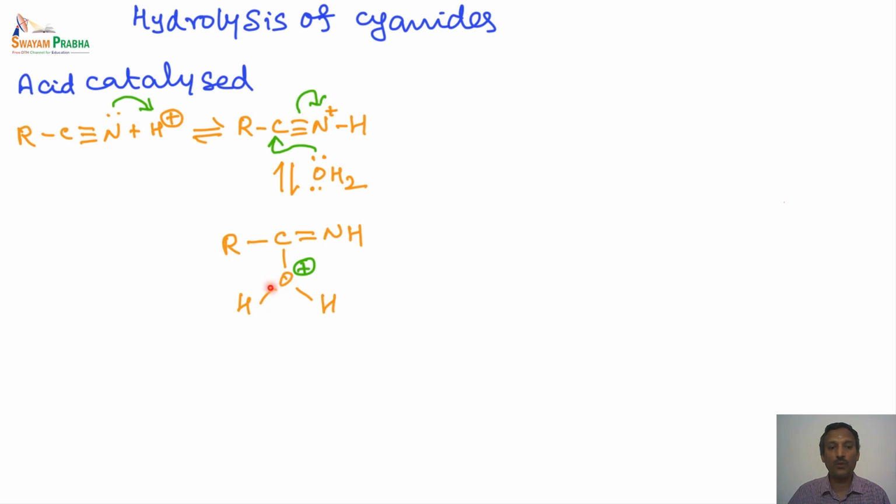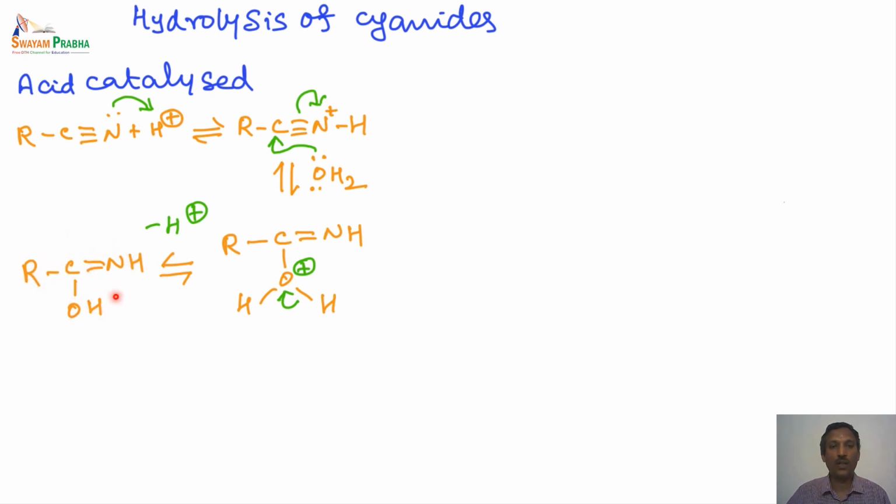And in this intermediate, the oxygen has a positive charge. Oxygen cannot have a positive charge, so this hydrogen is lost as a proton and the bonded electrons are given to this particular oxygen. So the loss of H plus ion produces this particular intermediate.